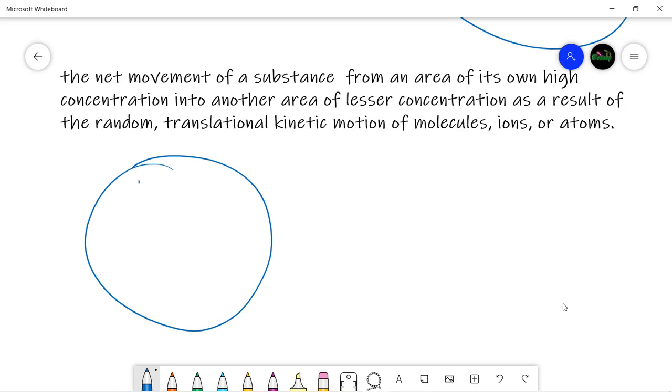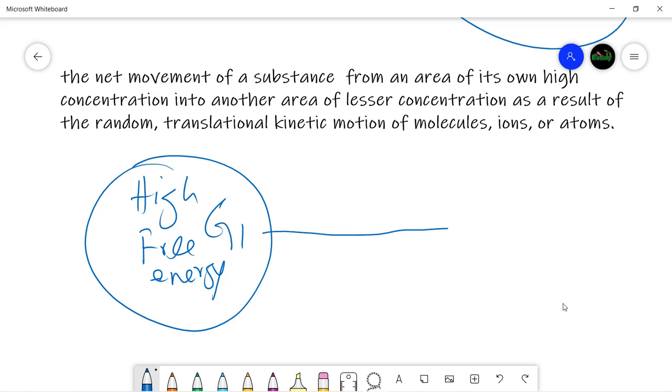We have a high level of free energy, that is G1 is at a higher state, and the molecules start diffusing to their region of lower concentration where we have a low G, and this is G2. So the initial state is at a higher level, and then we have a lower energy level, that is G2 is lower than G1.